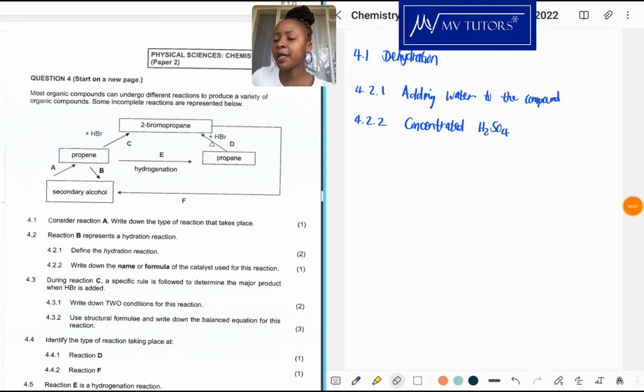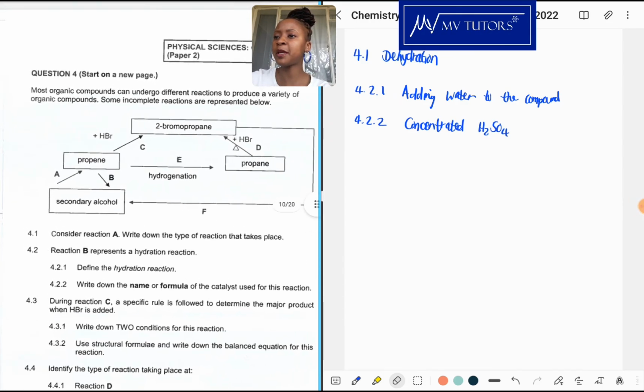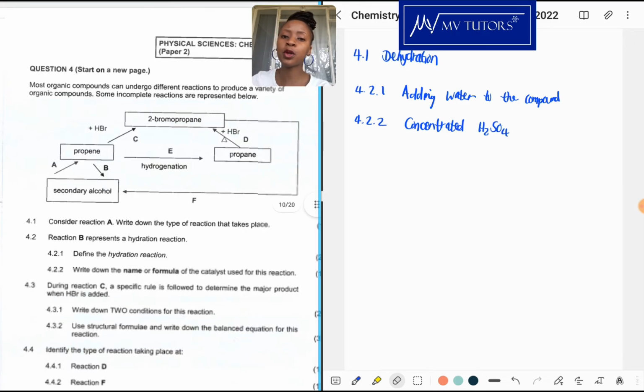Okay, 4.3, during reaction C, so C is where we went from propene to bromopropane, from the alkene to the haloalkane. A specific rule is followed to determine the major product when hydrogen bromide is added. So basically that's where you use Markovnikov's rule, as I explained previously. And now it says 4.3.1, write down two conditions for this reaction.